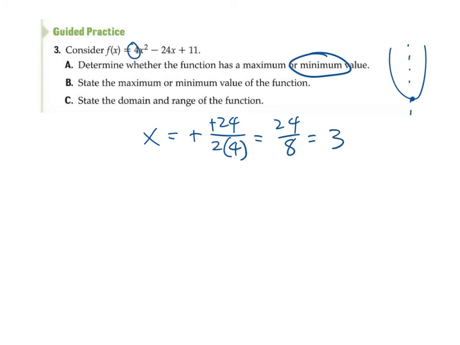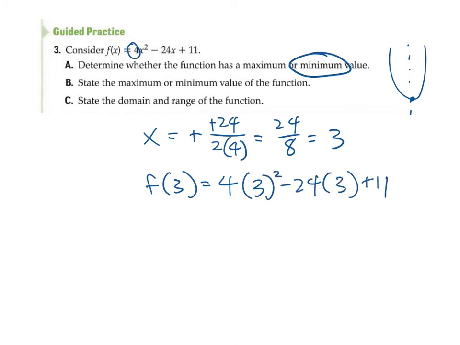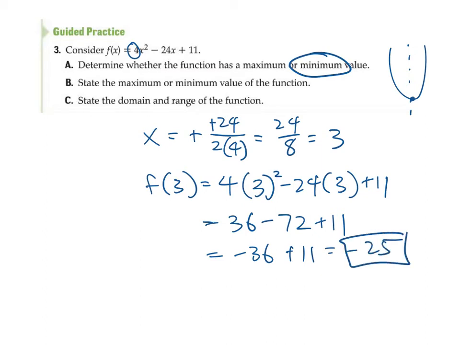So when I plug 3 into the function, f of 3 is equal to 4 times 3 squared minus 24 times 3 plus 11. This is 36 minus 72 plus 11. Negative 36 plus 11 equals negative 25. So negative 25 is my minimum value.